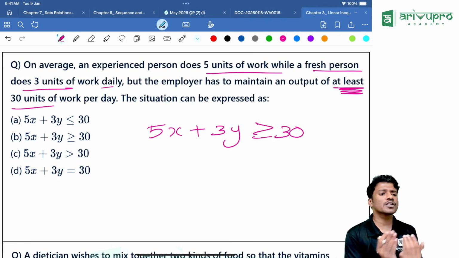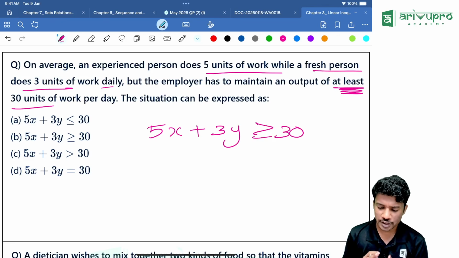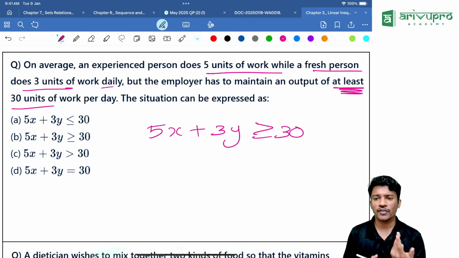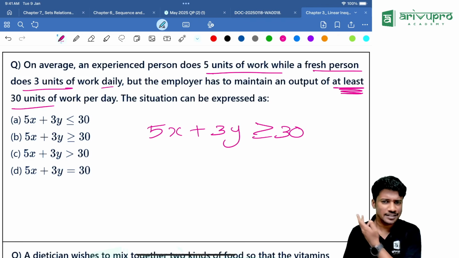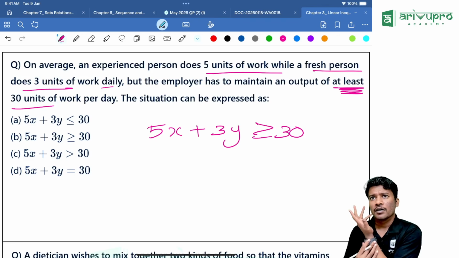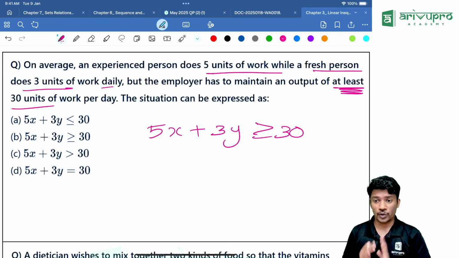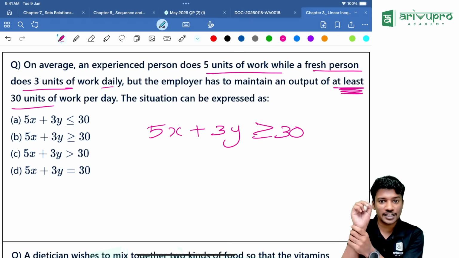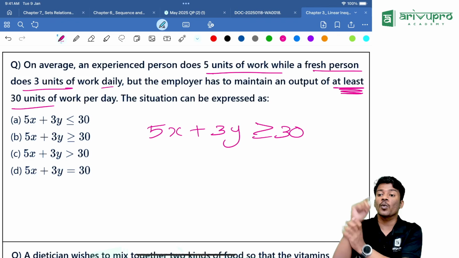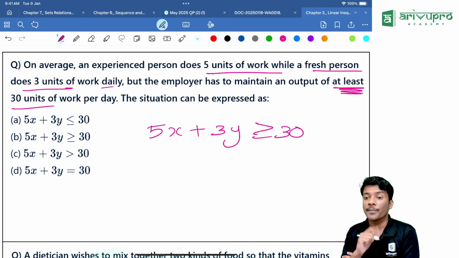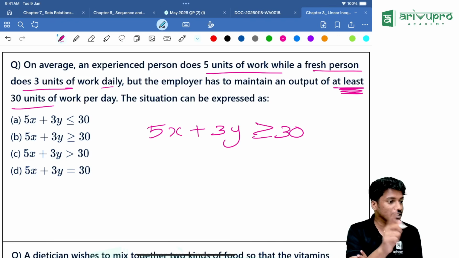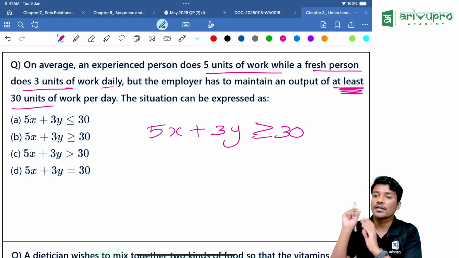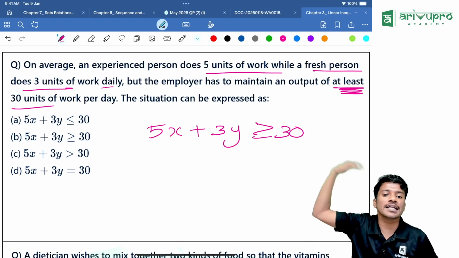Now, what if the question was like this? The experienced person takes 5 hours per unit and the fresh person takes 10 hours, and they should finish the work in 10 hours. That means it should be 5x plus 10y less than or equal to 10. Why are we using less than or equal to? Because it is time. Time means it should be completed within that limit, not more than that.